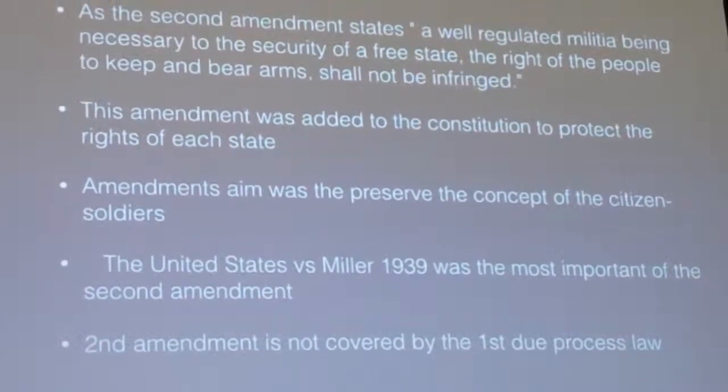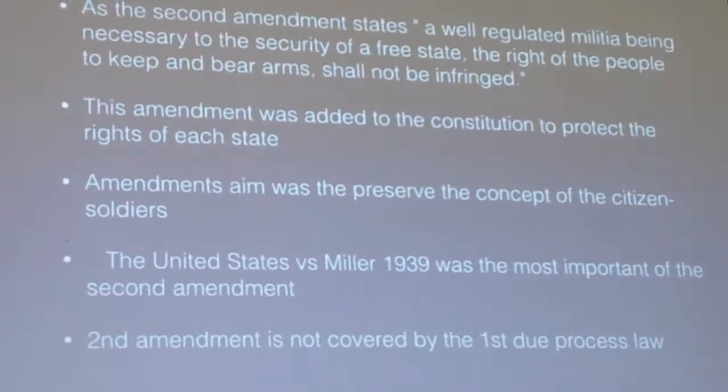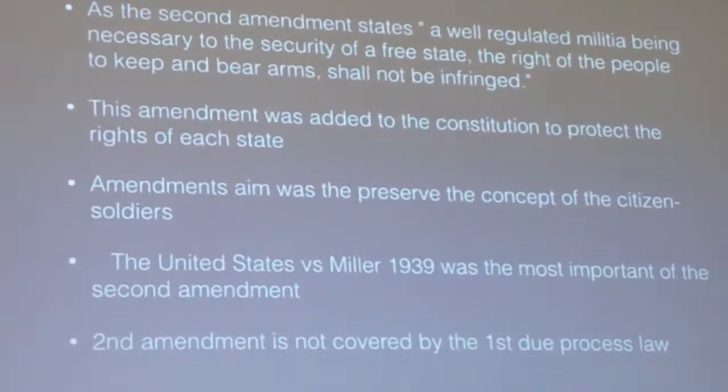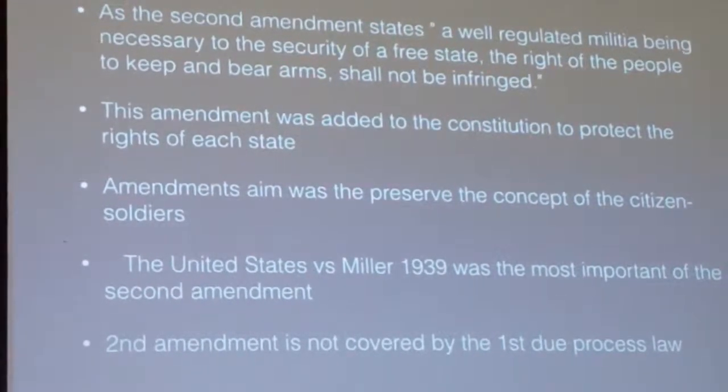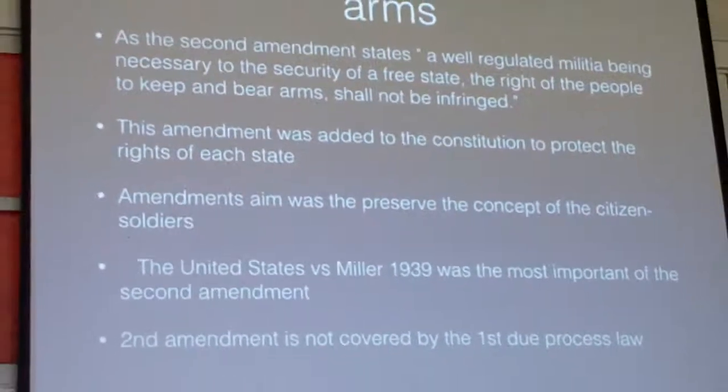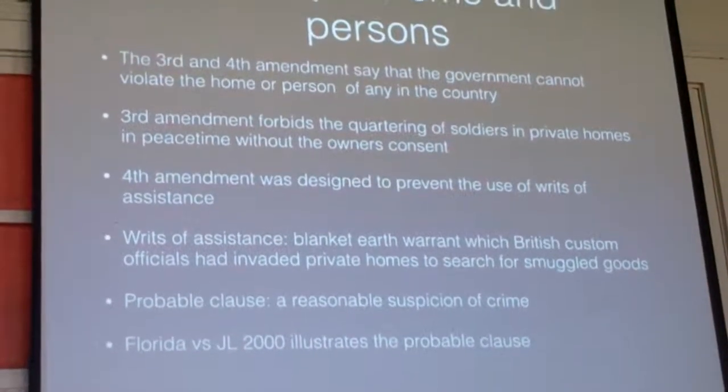The United States versus Miller case in 1939 was the most important case on the Second Amendment. The Second Amendment is not covered by the first due process law. And by the first due process law, what are you referring to? There are two aspects. That was covered in section 1, so it's kind of hard to reference, but what were the two parts of the due process that you need to be aware of?